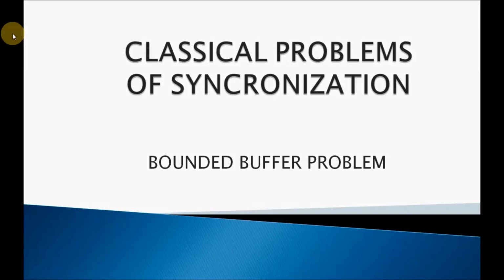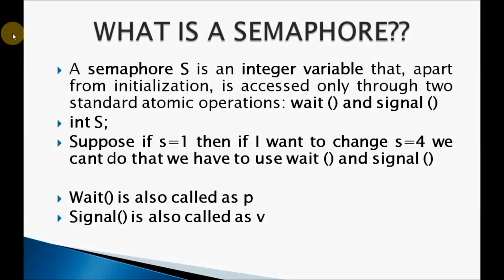So let me begin the explanation of bounded buffer problem. So SEMAPHORE is a solution to a critical section problem. SEMAPHORE allows only one process to enter into its critical section and execute. If another process wants to execute in its critical section, it can't, right? Because when a process is executing in its critical section, no other process can enter into its critical section. Only after the old process finishes its execution in its critical section, then only the new process can enter into its critical section.